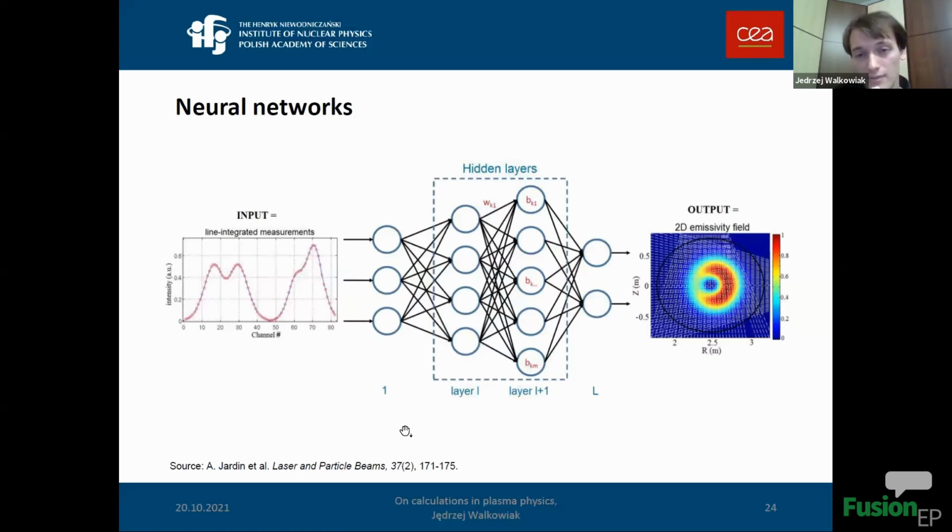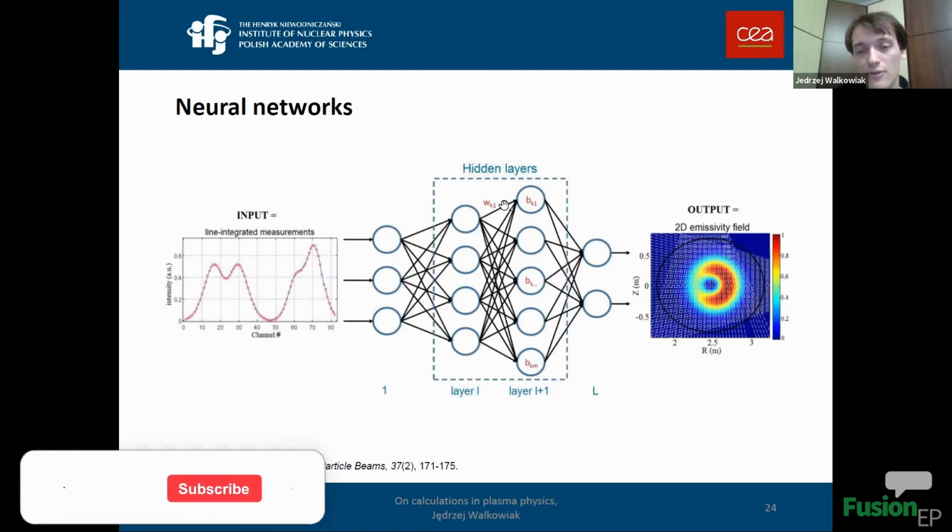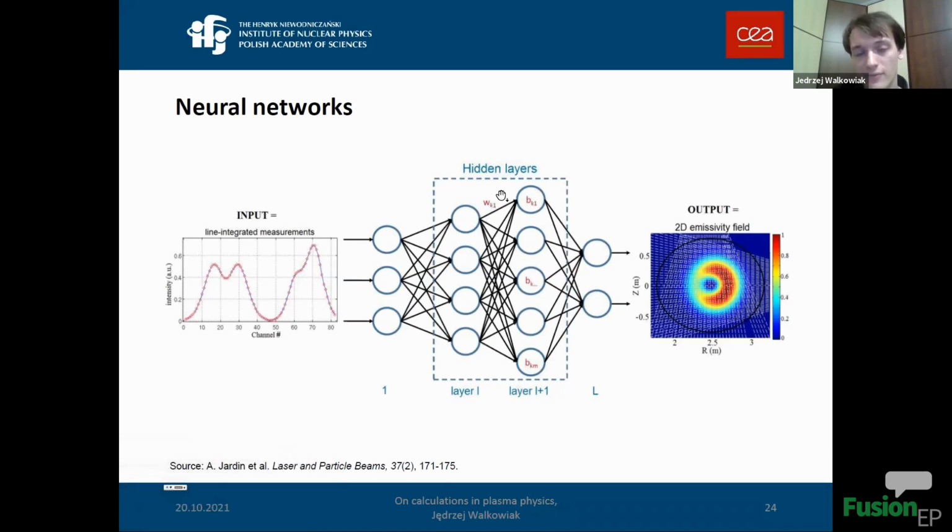What is important is that in the case of neural networks, we don't have to set all the weights of the inputs to the neurons and all the parameters of the functions inside the neurons by hand. We can use training for this. So we should provide this neural network with pre-calculated input and output data, and it will learn from it to produce similar results from input which wasn't used in the training.